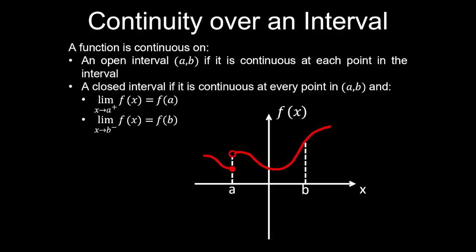A function is continuous on an open interval (a, b) if it's continuous at each point in the interval. So as we can see, if we don't include the endpoints, we can draw the function without lifting the pen.